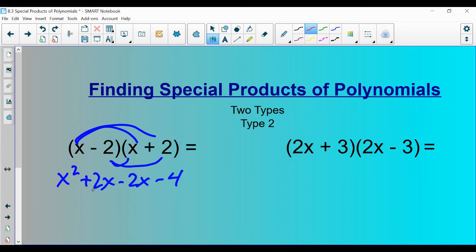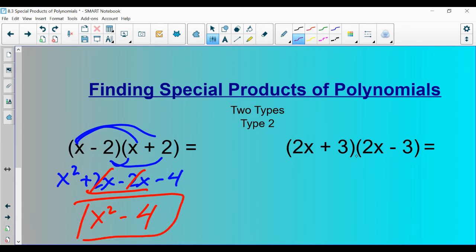Now with this problem, where one is positive and one is negative, like we have, the middle two terms are actually just going to cancel each other out. Positive 2x and negative 2x cancel, and you're left with x squared subtract 4, and that's your answer. Let's go over here and try this one then.